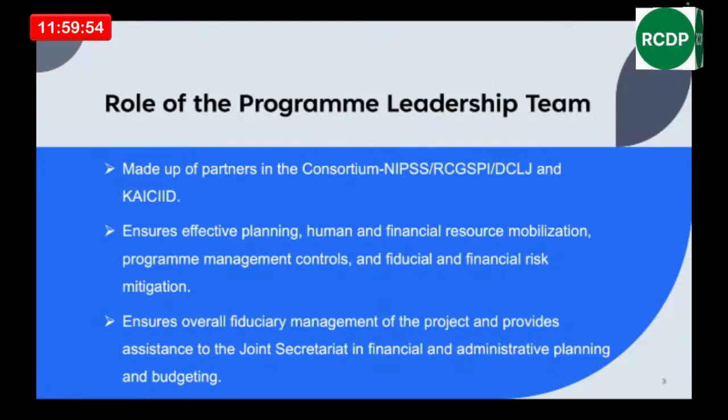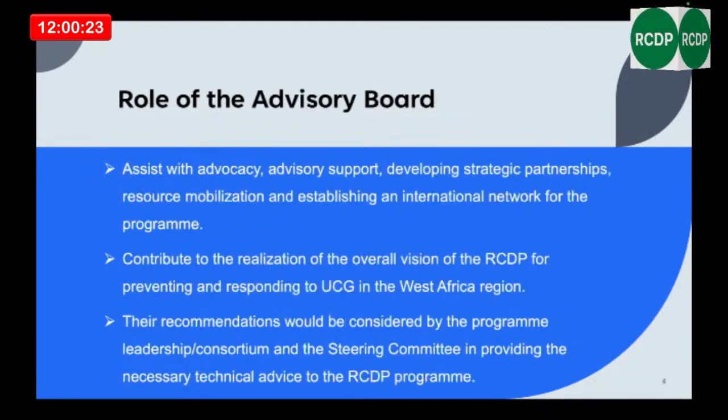The role of the program leadership team: it's made up of partners in the consortium. These are 4 partners that you're well aware of by now, I hope. And it ensures the effective planning of human and financial resource mobilization, as well as program management control, and also ensures the overall judiciary management of the project and provides assistance to the Joint Secretariat in financial and administrative planning and budgeting. The Joint Secretariat is something that I'll come to further down in terms of the role and the functions of the Joint Secretary.